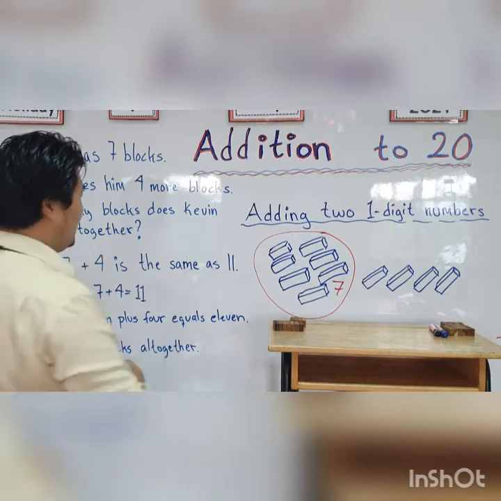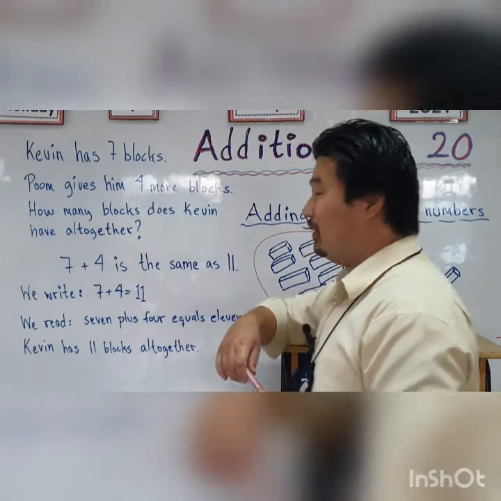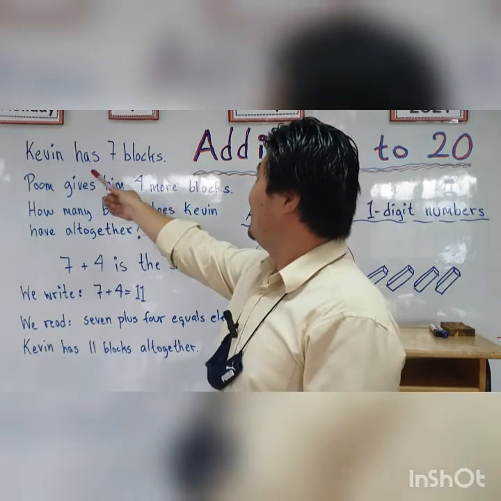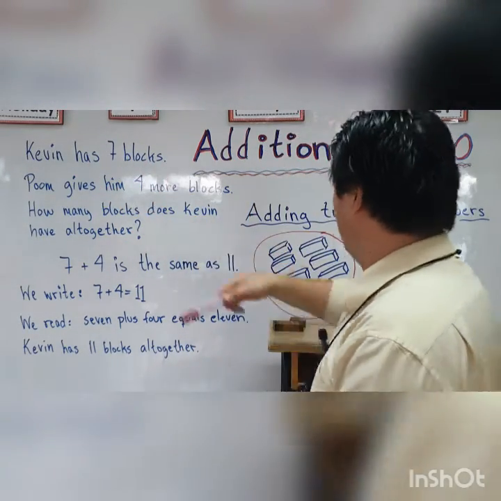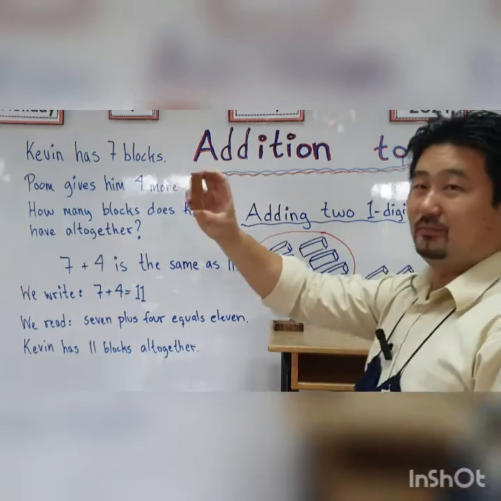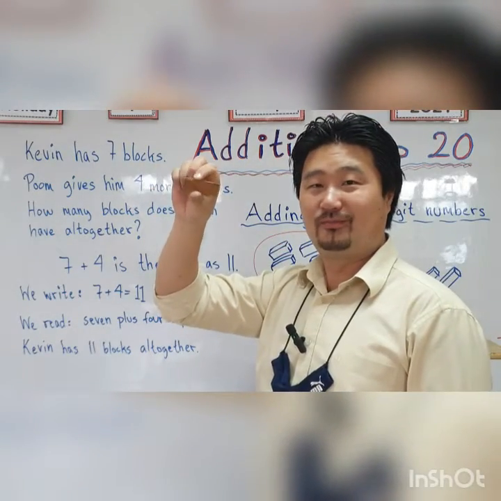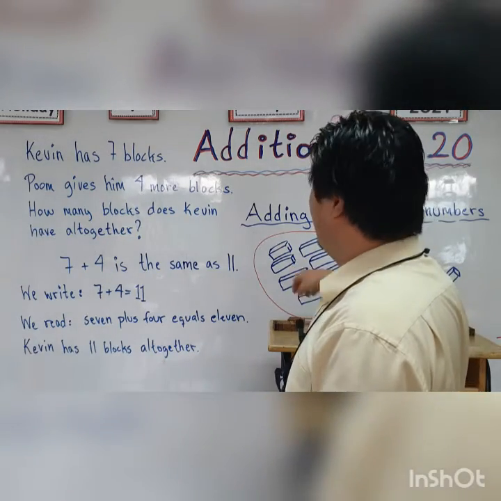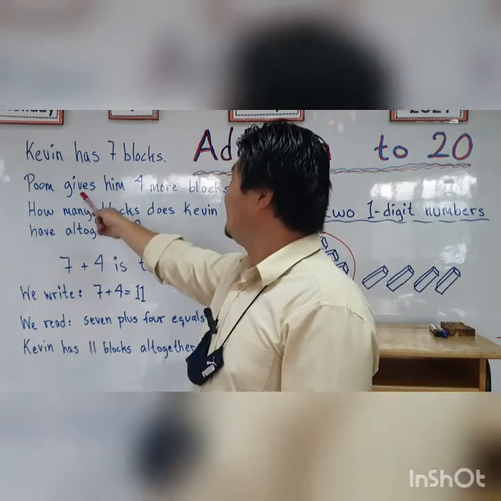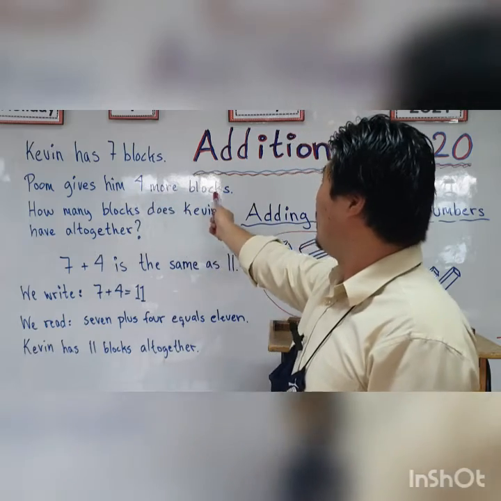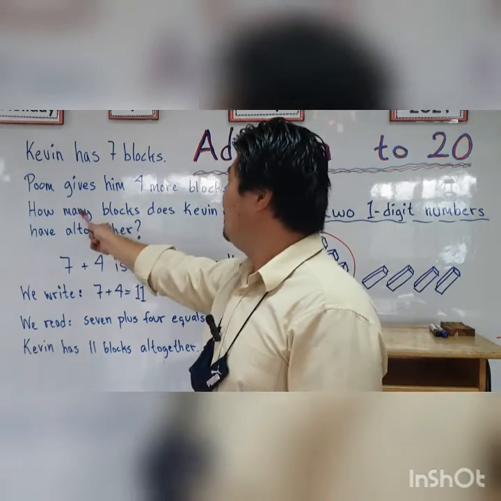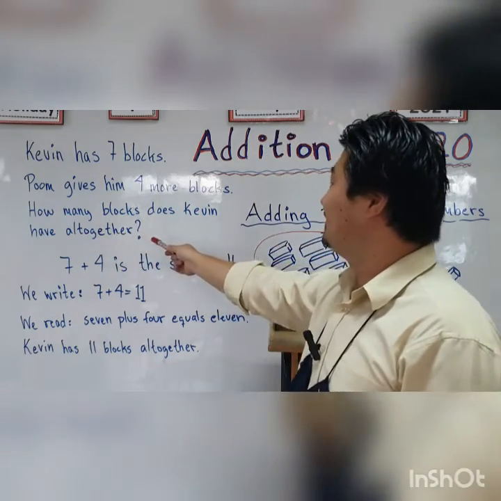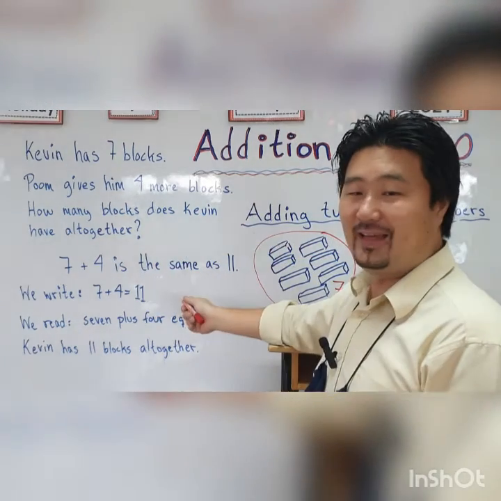Okay, so if you look here on my right, I have an example here. Kevin has 7 blocks. This is a block. Poom gives him 4 more blocks. How many blocks does Kevin have altogether?